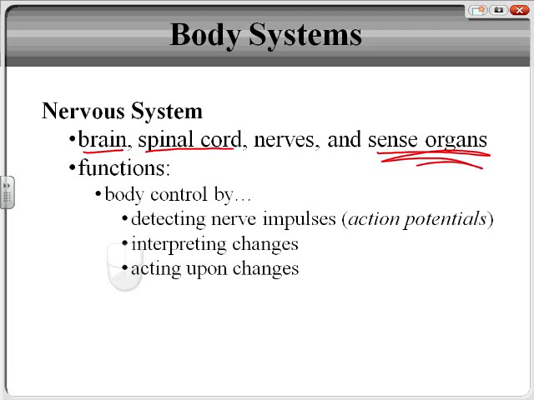In the nervous system, we've got nerve impulses. The proper name that we're going to be referring to as we cover the nervous system in depth is action potentials. An action potential is really referring to the nerve impulse, how that message travels along the nervous system and through the different nerves in order to communicate. Interpreting changes, acting upon those changes. That's really that receptor effector discussion that we had in homeostasis. So the nervous system plays a huge role in maintaining homeostasis because it's constantly receiving information from everywhere inside of your body as well as outside of your body.